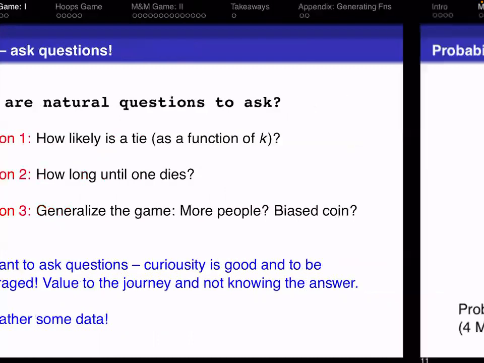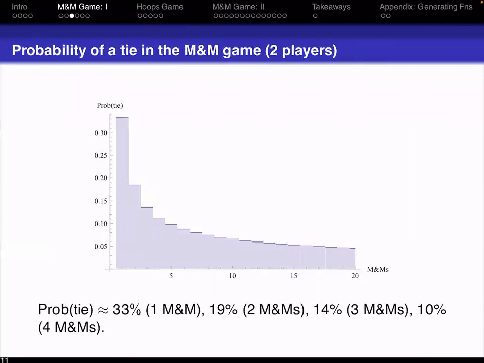So let's gather some data. So I did extensive simulations and I recorded the various probabilities. And so I'm having 2 people play with exactly K M&Ms. And so with 1 M&M, there's a 33% chance of a tie. With 2 M&Ms, it was 19%. With 4 M&Ms, it was down to 10%.